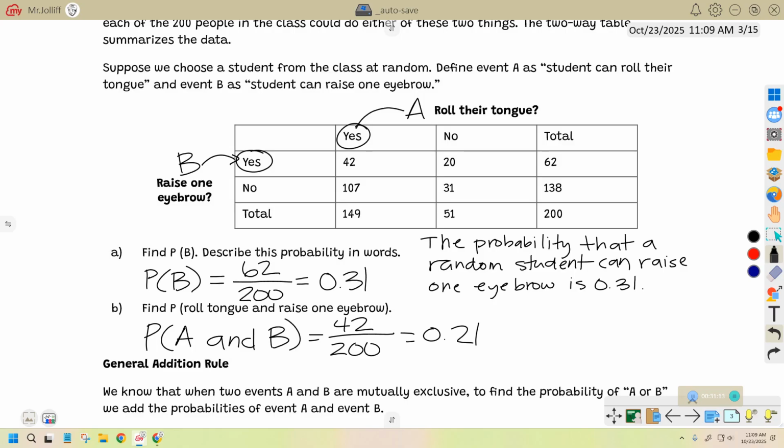All right. So that's all we're going to cover today. When I see you tomorrow, we're going to pick up with a general addition rule. Does anybody have any questions before we move on to our next activity? No.